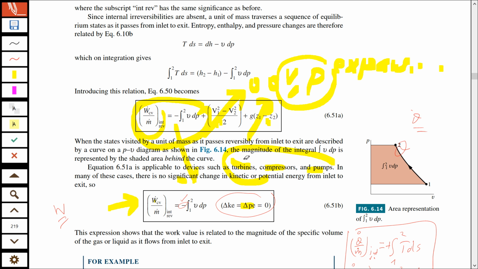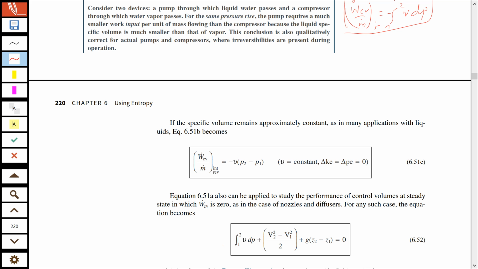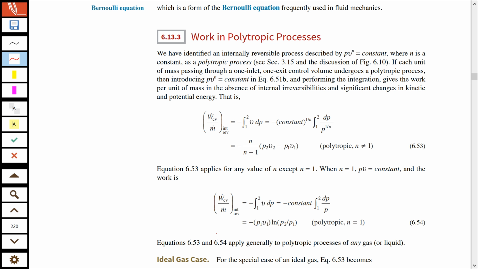And a simplified version of this will be, let's say I start with this equation and I assume that the specific volume V is constant from state 1 to state 2. So that will be taken out as a constant, and that will be P2 minus P1, with a minus sign. That's a simple version. You assume V to be constant and so on. Okay.